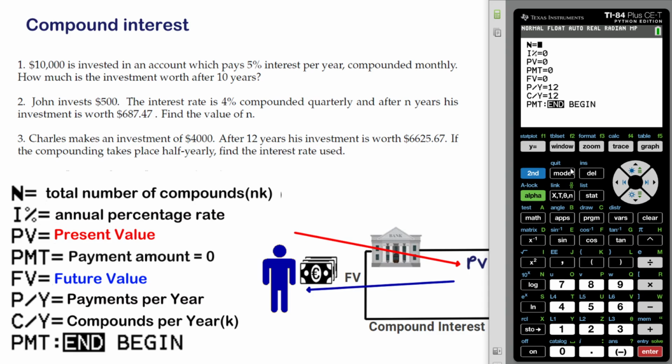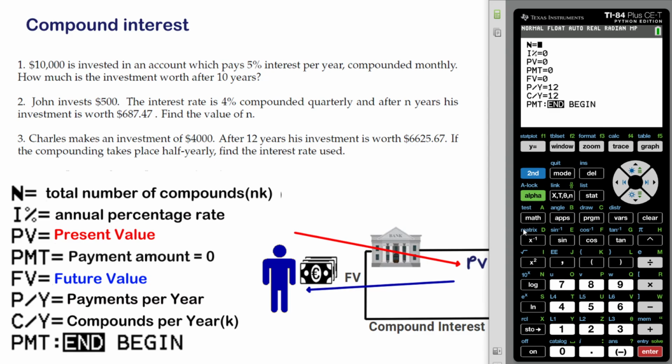Okay, so let's have a look at compound interest. Now with compound interest, basically what happens is you put an initial investment into the bank. So that's called the present value. And over time, that will increase by compound interest. And at the end of the term of the investment, you will get that money back. And that's called the future value.